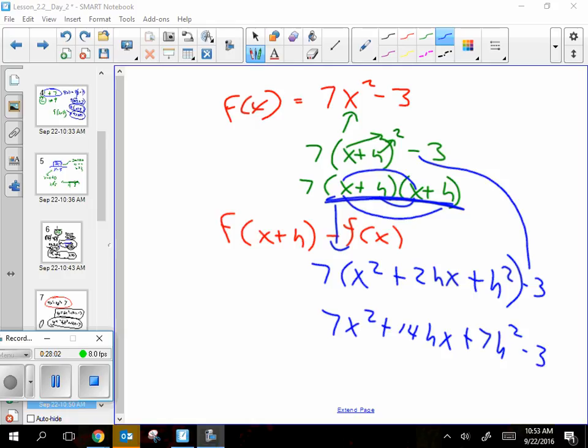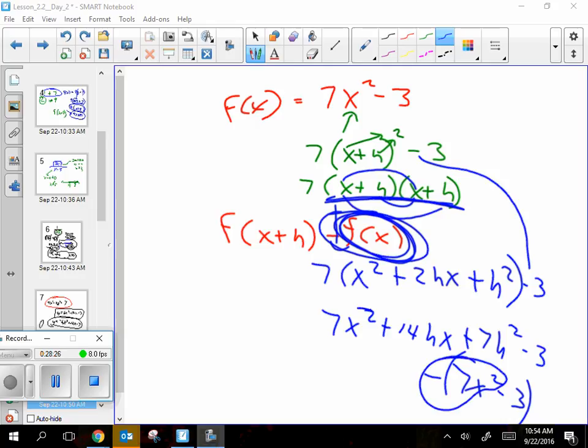No, I'm done with the first part. Now I've got to subtract f of x. So I go minus 7x squared minus 3. Wrong again. What did I do wrong there? I need parentheses around this because that's like a variable right here. That's like a y, and you drop it in the parentheses. And then the negative 7x squared will cancel the positive 7x squared. The negative 3 makes positive 3 here, which cancels this negative 3 there. So all that's gone. Final answer: 14hx plus 7h squared, and that can be reversed.